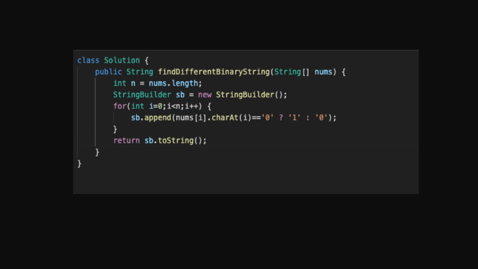This is the Java implementation of the solution. In this code, for each index i in the result, I take the ith string from the array, and from that string I take the ith bit, invert it, and use it in the resultant string. That's the greedy approach we discussed earlier.